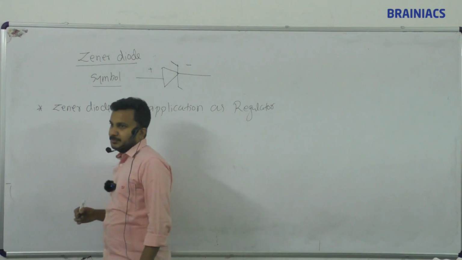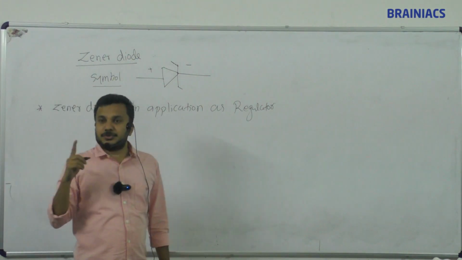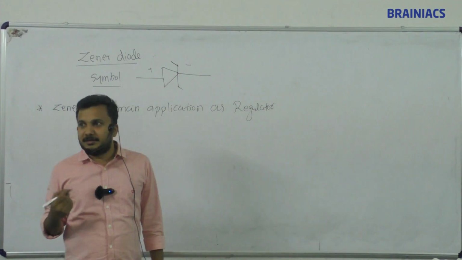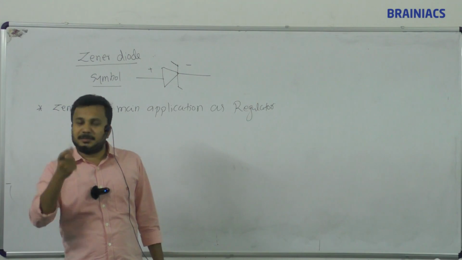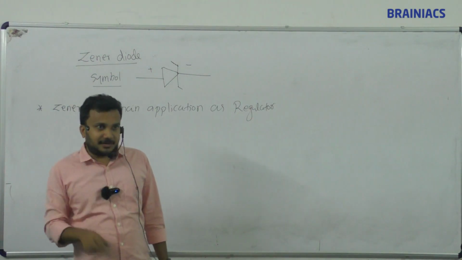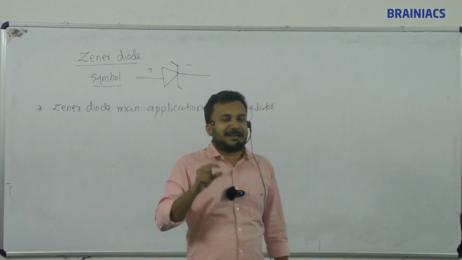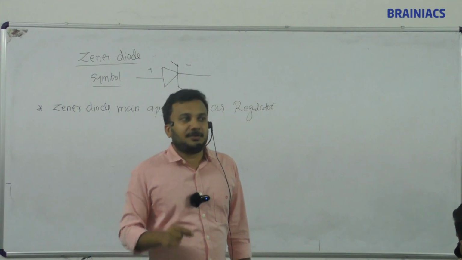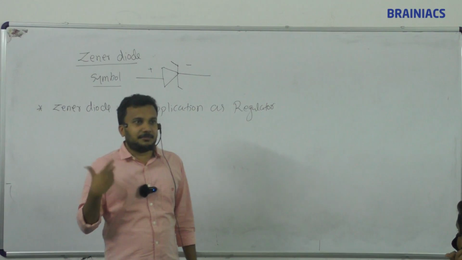Regulator means what? To control something. A fan regulator, what does it do? It is used to control the speed of the fan. So everything will have a regulator. A microwave oven has a regulator to control its temperature. A fridge has a regulator to control its cooling effect. So everything will have a regulator. Regulator means I need to control certain conditions. It could be temperature, cooling effect, or anything.